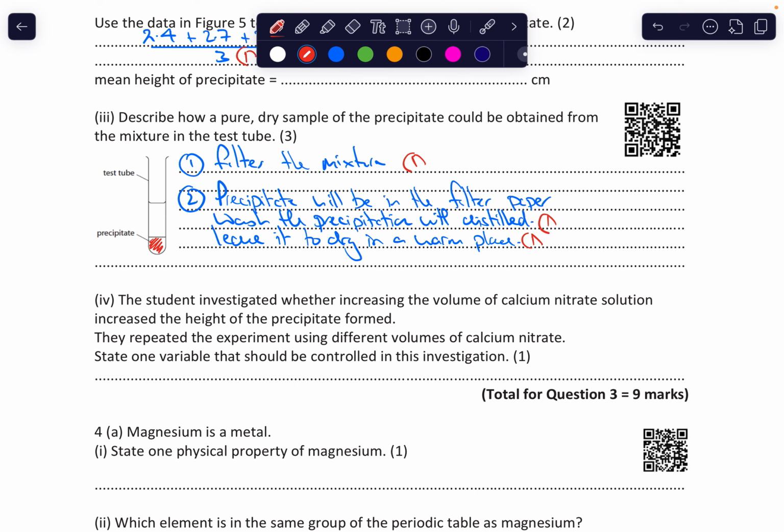The students tested whether increasing the volume increased the height of precipitate formed. They repeated the experiment using different volumes of calcium nitrate. State 1 variable that should be controlled. So in this one, they would have to control the concentration of the calcium nitrate. You wouldn't want to have different concentrations because that would affect the results. Okay.